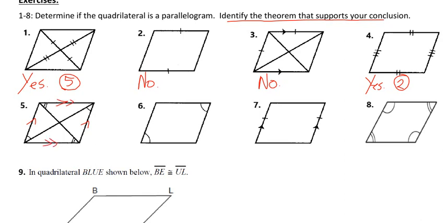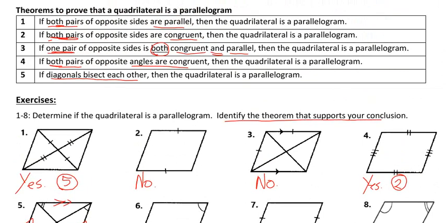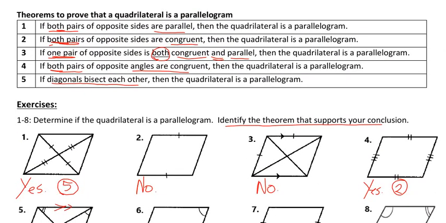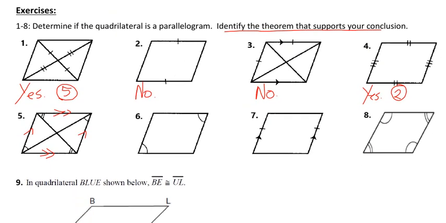And that's what we really have. Therefore, this figure is a parallelogram because we have theorem number 1, both pairs of opposite sides are parallel. That's theorem number 1 from our table. It says if both pairs of opposite sides are parallel, then the quadrilateral is a parallelogram. So our answer would be yes. And the theorem that supports our conclusion is number 1.